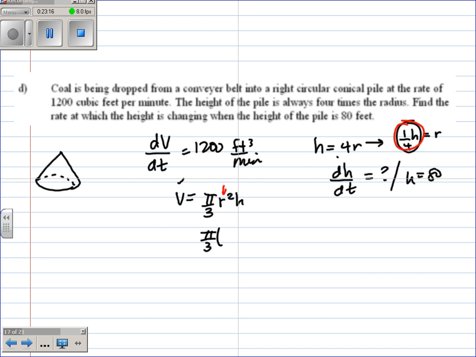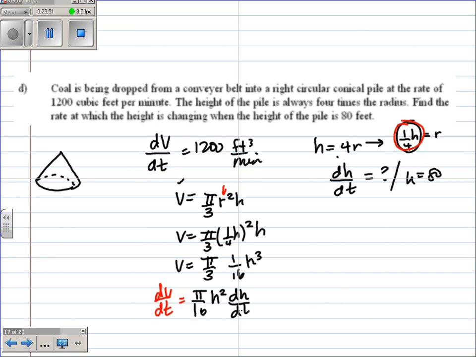Pi over 3 times 1/4 h squared times h. So don't forget you're squaring both things. So that's pi over 3 times 1 over 16 h cubed. Now you can take the derivative. So dv dt, if I bring down the 3, these 3's will cancel. Oh, whoops, I wrote pi over 16 instead of 1 over 16. Excuse me. Bring down the 3, these 3's cancel, so you're left with pi over 16 h squared dh dt.